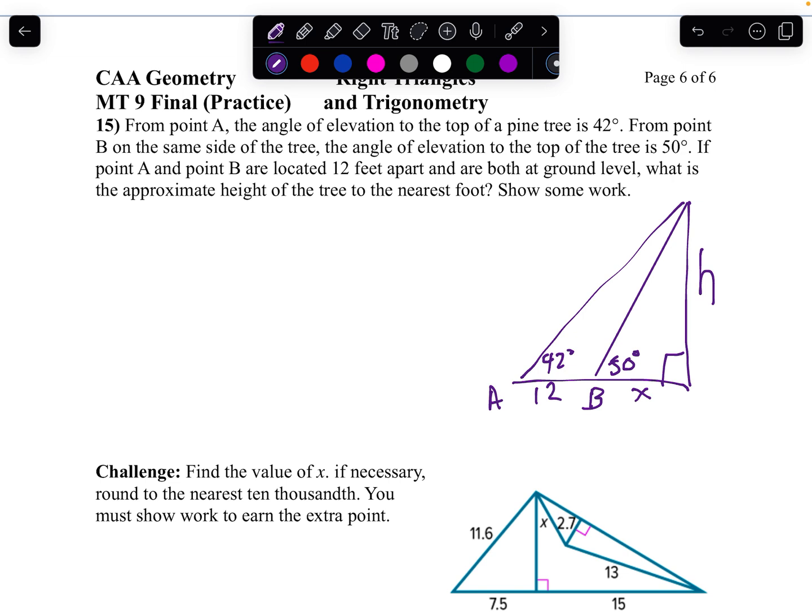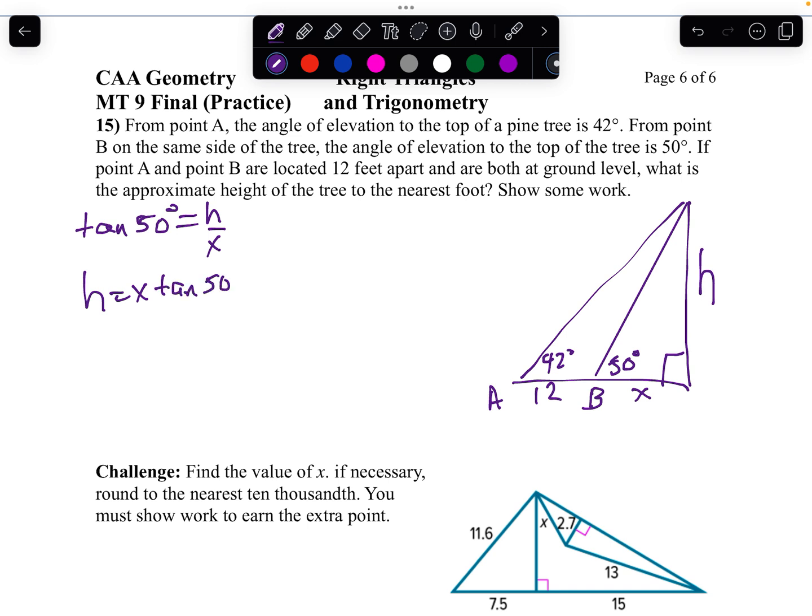I'm going to start here with the small triangle with 50 degrees. I'm going to say, the tangent of 50 equals h over x. I don't like fractions, so I'm going to write that as h equals x times the tangent of 50.